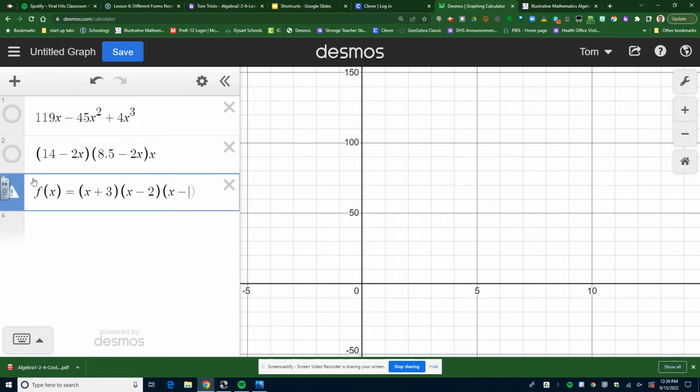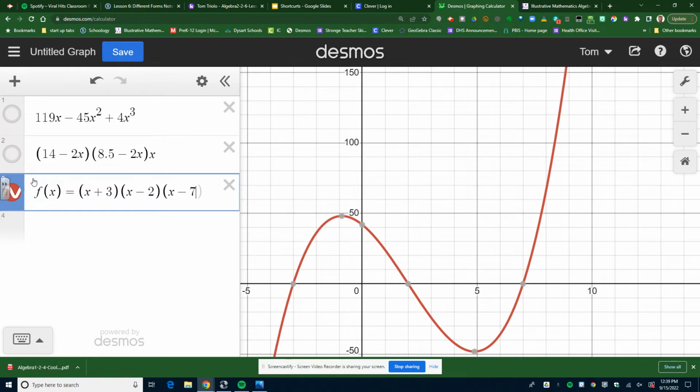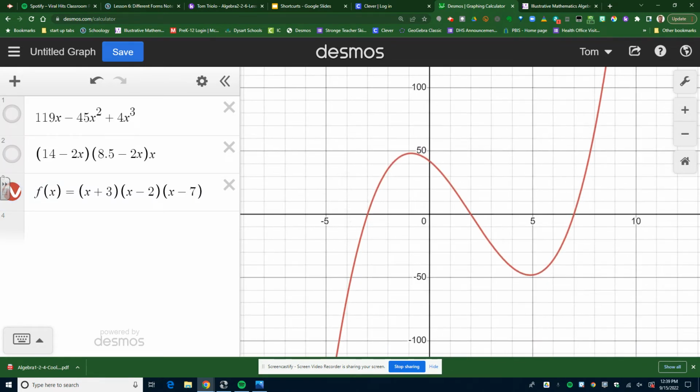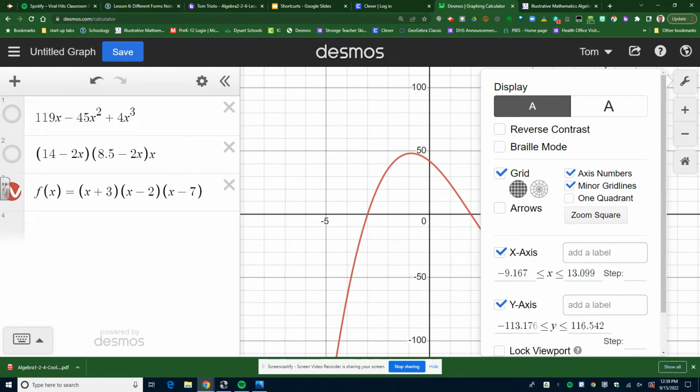Okay. And then they said, hey, maybe you should go from negative 10 to 10 and from negative 100 to 100. So go up here. Y-axis, doesn't have to be perfect, but negative 10 to 10, negative 100 to 100. X-axis, negative 10 to 10. Y-axis, negative 100 to 100. And you should see that big old N-ish type figure.